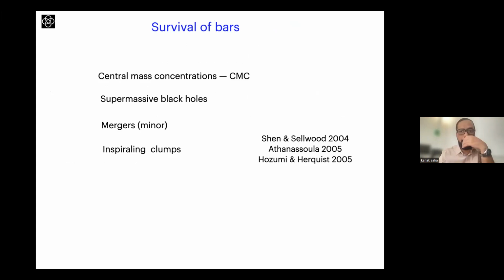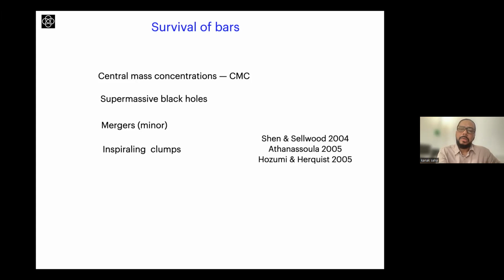While there are a lot of mechanisms for the growing of bars, there are also survival issues. For example, it has been shown for more than 30 years or so that a central mass concentration, or supermassive black hole mergers, and also infalling clumps, can destroy a bar. Many of these works have shown that to destroy a bar in a galaxy, you need quite a massive central mass concentration, at least a few percent or more of the host galaxy stellar mass. That's a lot, I think.